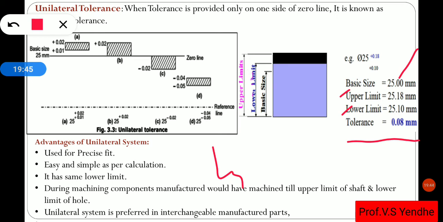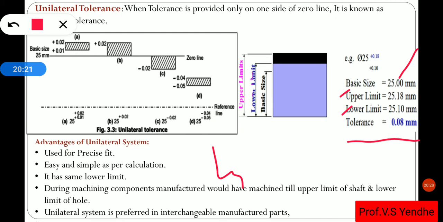Unilateral tolerance. Okay, then advantages of unilateral tolerances. So by using the unilateral tolerance system, there is the precise fit between the two mating components. एकदम प्रिसाईज फिटमेंट दोन्ही कॉम्पोनंटची आपल्याला करता येऊ शकते. देन सेकंड ॲडव्हान्टेज इज दॅट इझी अँड सिम्पल ॲज पर द कॅल्क्युलेशन, टॉलरन्स पण सोपं आहे. देन इट हॅज सम लोअर लिमिट.